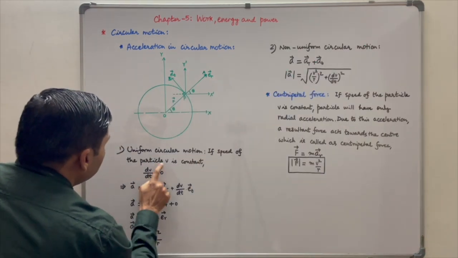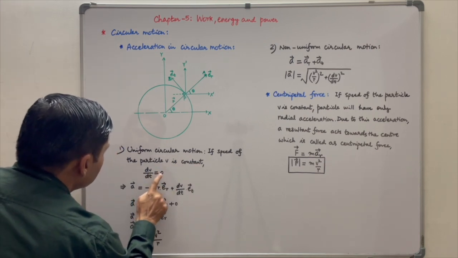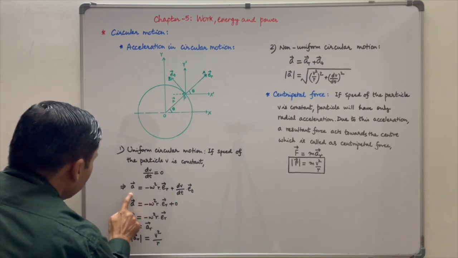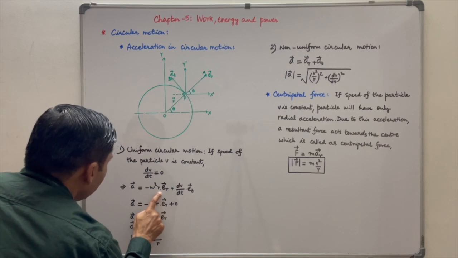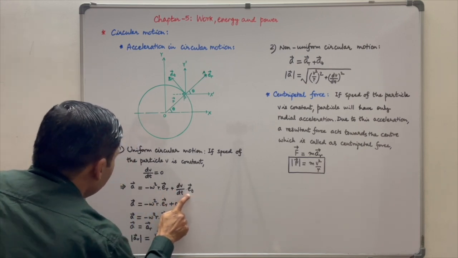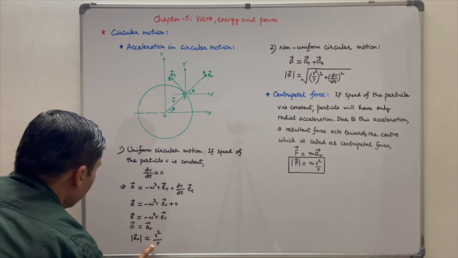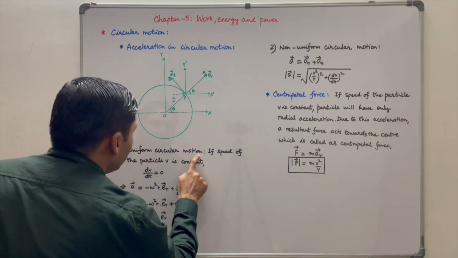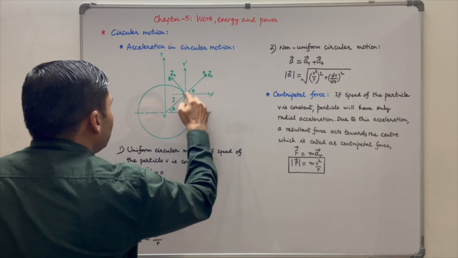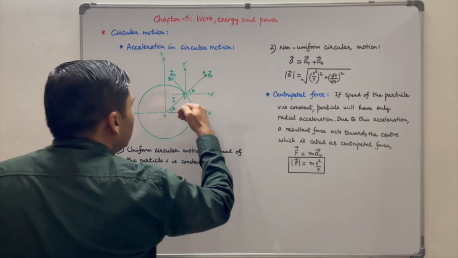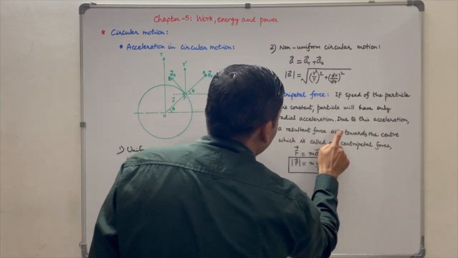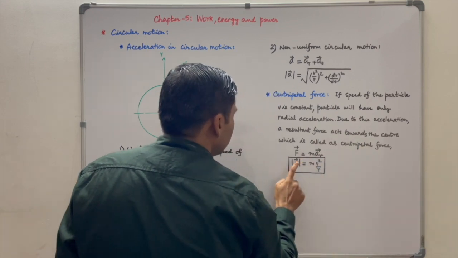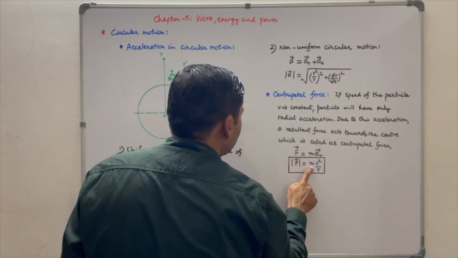If the speed of the particle v is constant, that means dv/dt is equal to 0. Put dv/dt equal to 0 in this equation. So the particle will have only the radial acceleration component, no tangential acceleration. The magnitude of radial acceleration is v²/r. The motion of the particle in this case is called uniform circular motion. Since the particle has only the radial acceleration component, it will experience a resultant force acting towards the center. This force is called centripetal force. The magnitude of centripetal force is mv²/r.